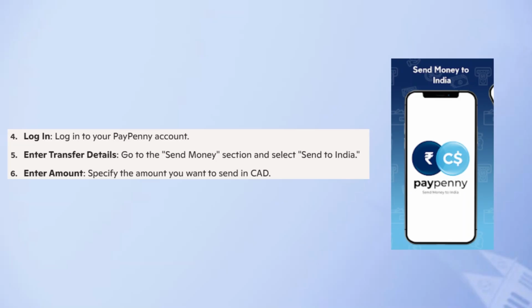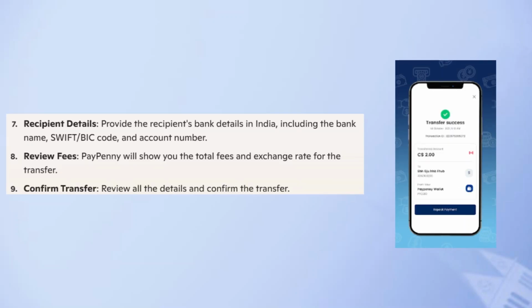Next, go to the Send Money section and select Send to India. Specify the amount you want to send in CAD. Provide the recipient's bank details in India, including the bank name, SWIFT/BIC code, and account number. PayPenny will show you the total fees and exchange rate for the transfer. Review all the details and confirm the transfer.